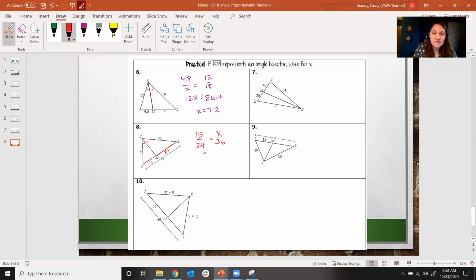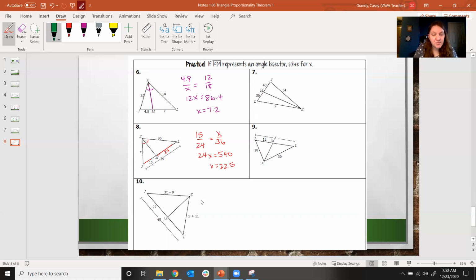Cross multiply, 24x equals 15 times 36, which is 540. Divide both sides by 24, 22.5. And I'm going to jump down here to number 10.